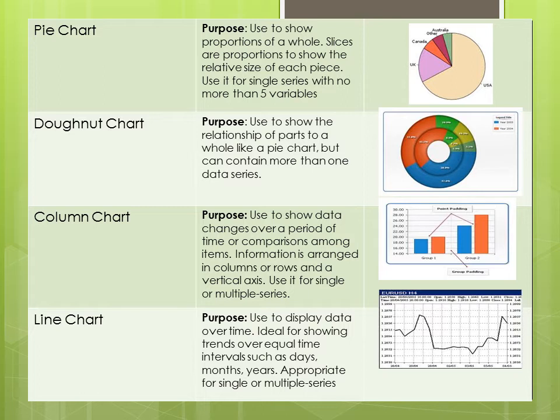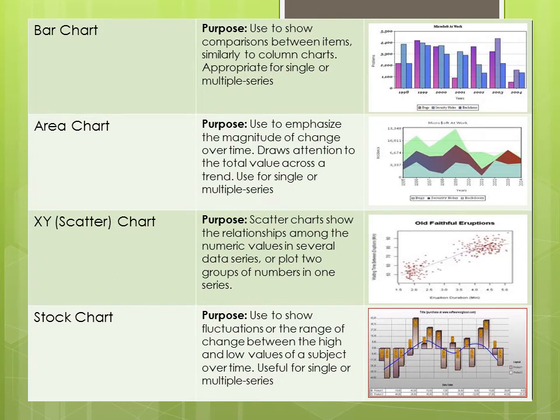Then we have the line chart, and the purpose of the line chart is to display data over time as well. It's ideal for showing trends over equal periods of time, let's say days, hours, months, years. Useful for multiple series or for single series as well. The bar chart, we use it to show comparisons between items. Useful for multiple series, useful for single series.